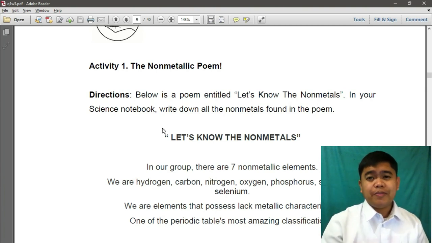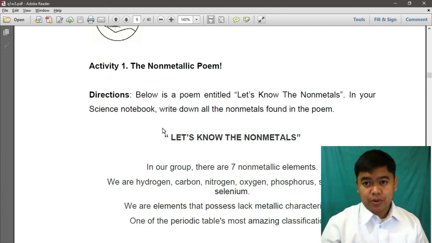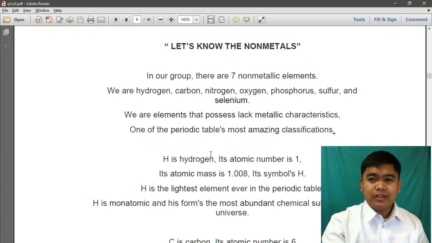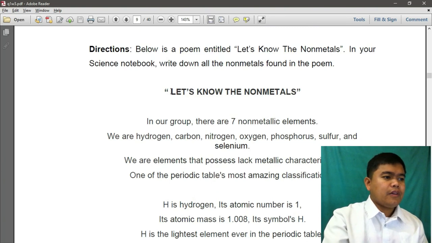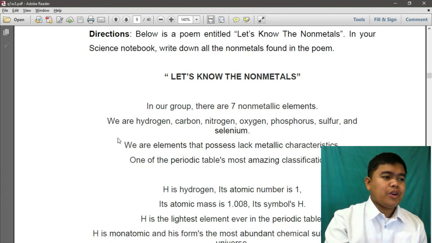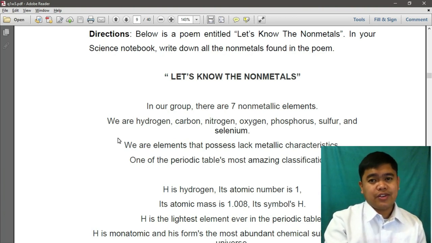Okay, so direction: on your paper, just write the nonmetals found or mentioned in the bomb. Okay, so let's all read. Read with me. So this is on page 5. Let's know the nonmetals. In our group, there are 7 nonmetallic elements. We are hydrogen, carbon, nitrogen, oxygen, phosphorus, sulfur, and selenium. We are elements that lack metallic characteristics, one of the periodic table's most amazing classifications.